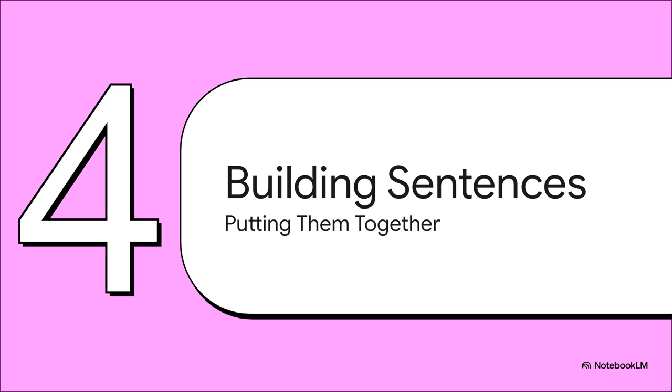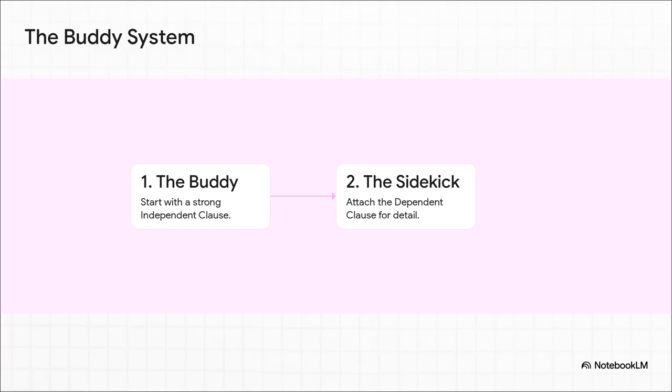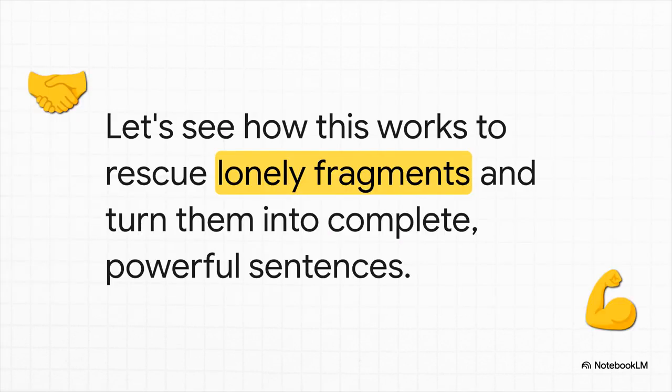Okay, so knowing the difference is one thing. That's great. But the real magic, the fun part, happens when you see how they build awesome sentences together. This is how you start creating more complex, more interesting ideas in your writing. And honestly, the process is super simple. Just think of it like the buddy system. Step 1, you start with your hero, that strong, independent clause that can stand on its own two feet. Then step 2, you bring in the sidekick, the dependent clause, to add all that great context or a reason or some extra detail. All right, enough talk. Let's put this into practice and see exactly how this buddy system works. We're going to rescue some of those lonely fragments and turn them into powerful, complete sentences.